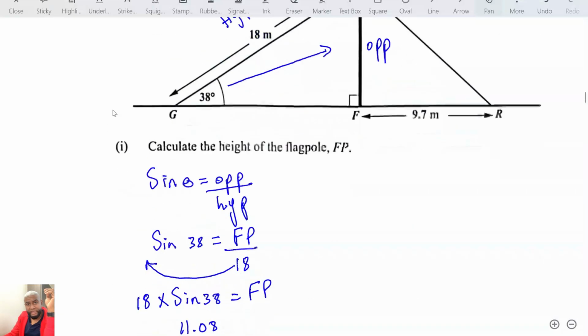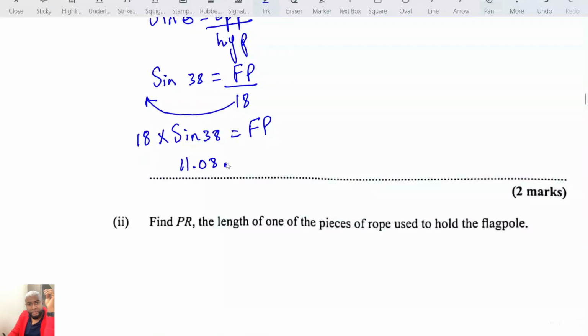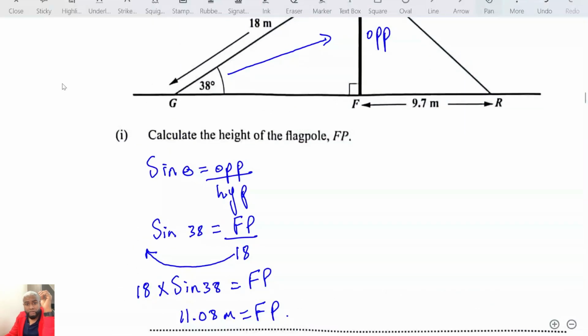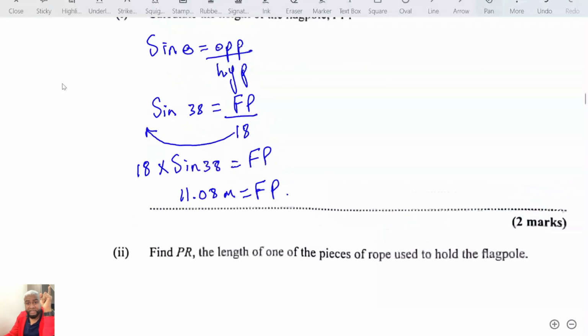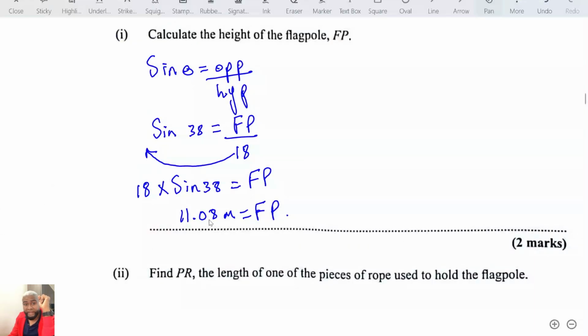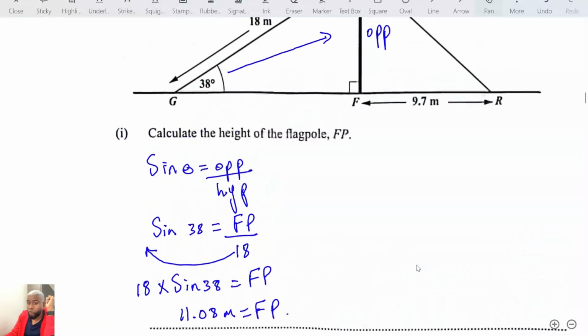Right, and this will be meters. 11.08 meters is equal to FP. That's my flagpole. You get it? Everybody have this? Let me see what they're asking us for next. They want PR next. Find PR, the length of one of the pieces of rope used to hold the flagpole.